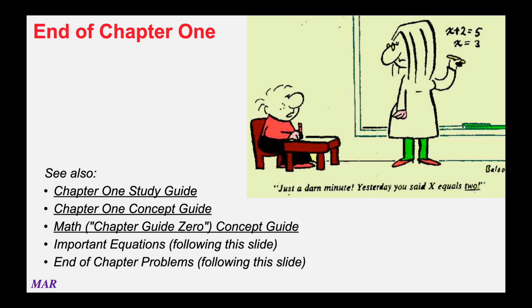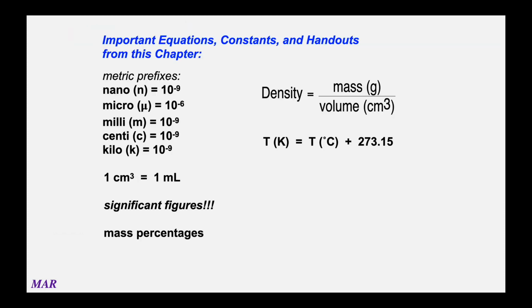So anyway, normally I will stop at this slide, but for this one, of course, I won't. These are the equations for Chapter 1, which I figure are kind of important. And it's equations and concepts, by the way, so I put significant figures there. That's not really an equation, but you get the idea. Mass percentages. There's the 5 metric prefixes, which are important, stuff like that.